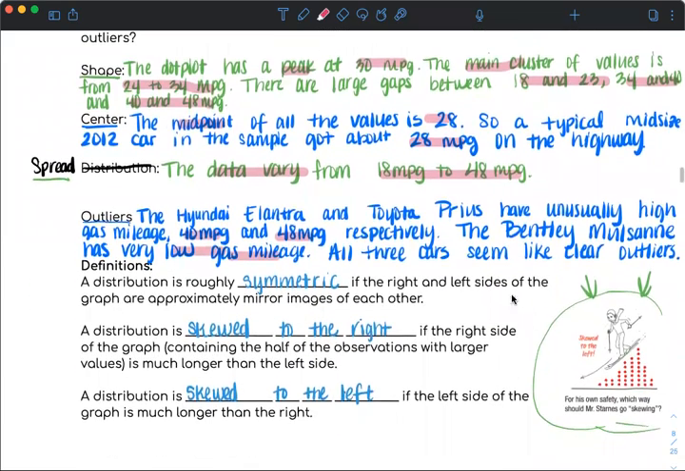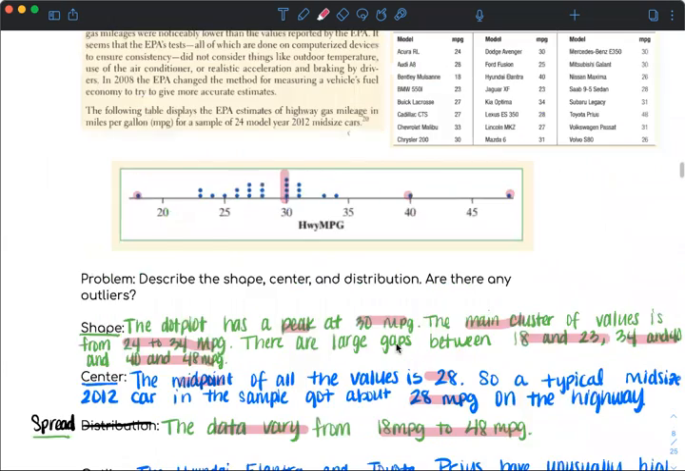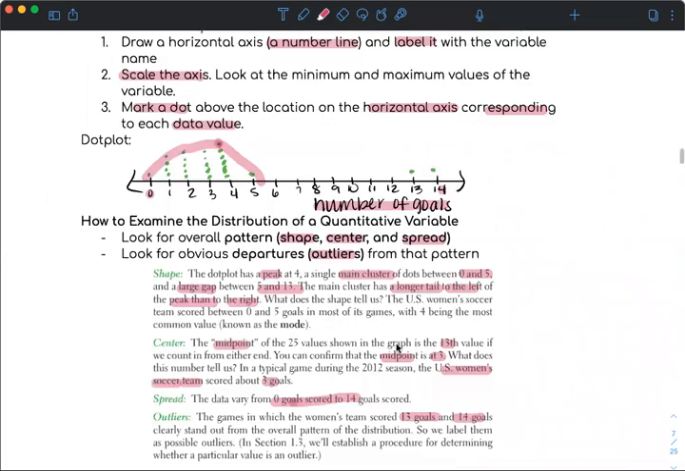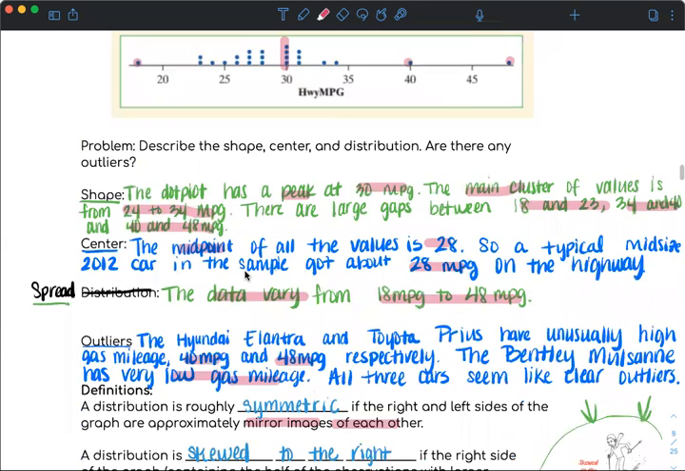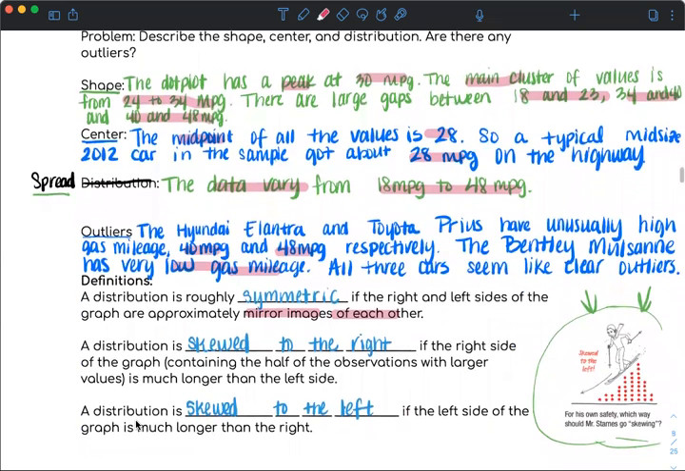Some more definitions. If a distribution is symmetric, then it approximately looks like mirror images of each other. I don't think any of our data values so far have been that symmetric. I guess this is roughly symmetric. Could be argued that. Probably more skewed to the left. So let's identify what that means. It's skewed to the left if the left side of the graph is much longer than the right. And it's skewed to the right if the opposite is true, so if the right side is much longer than the left.